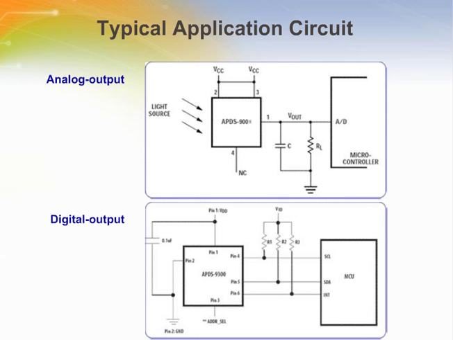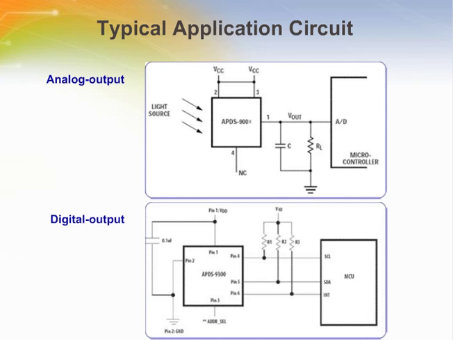Here shows the typical application circuits for both analog and digital configuration. For analog output ALSs, an external load resistor is used to convert the output current to a voltage. The amount of converted voltage is mainly dependent proportionally on the photocurrent, which is generated by the brightness of the light shown on the photosensor and the load resistor used. Increasing the brightness of the light or the load resistor will increase the output voltage. The capacitor acts as a low-pass filter.